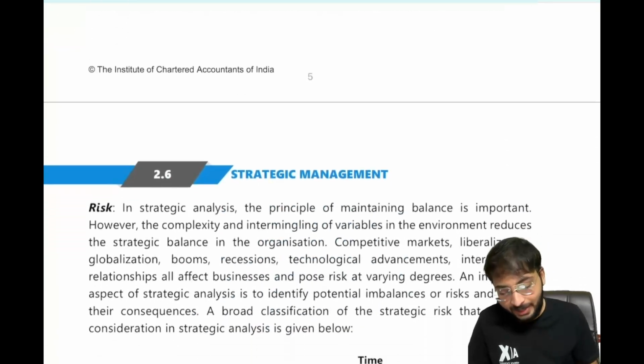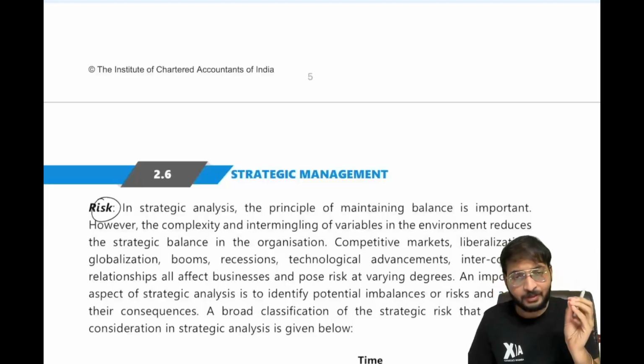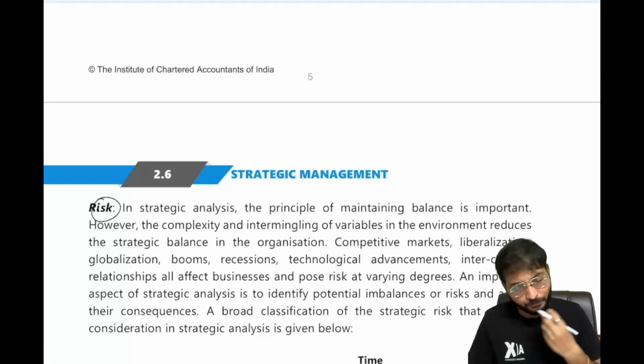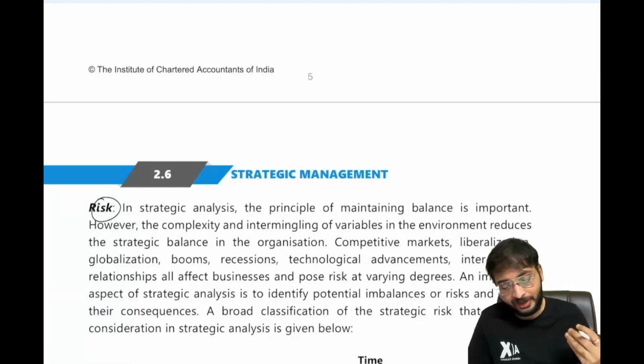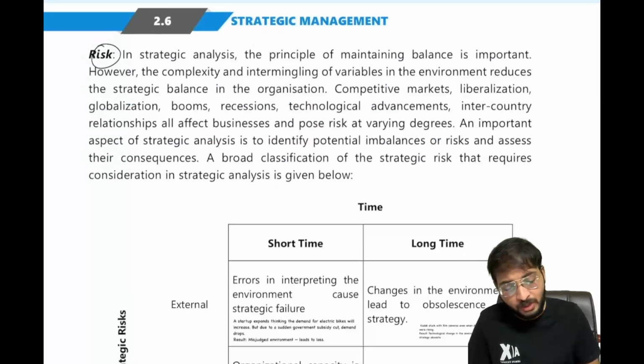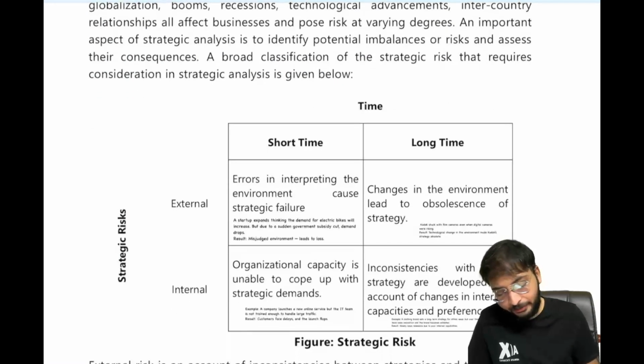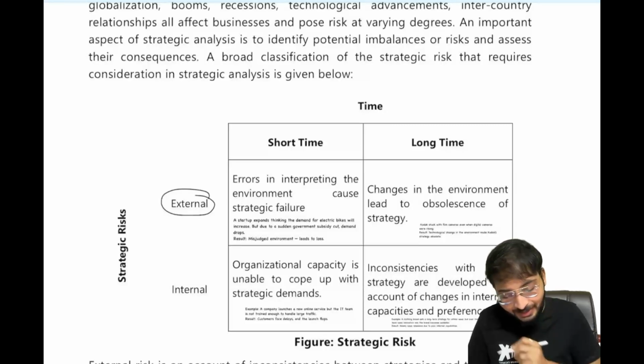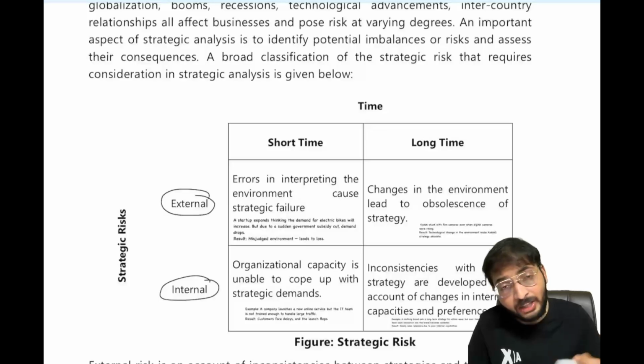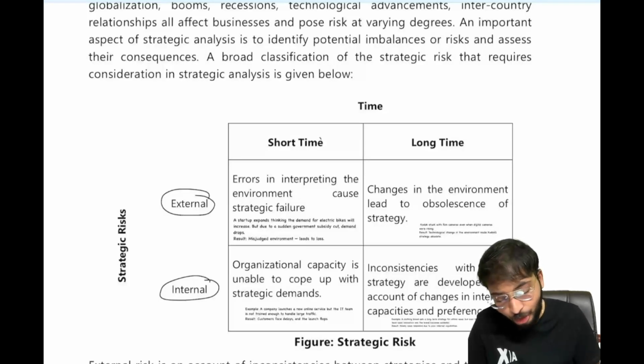Third one is called risk. Since strategy is formulated by humans only, and humans are not 100% perfect, sometimes you'll also face risk. So there are two types of risk: one is called external risk, the second one is called internal risk. Again, on the basis of time, they have given short time risk and long time risk.